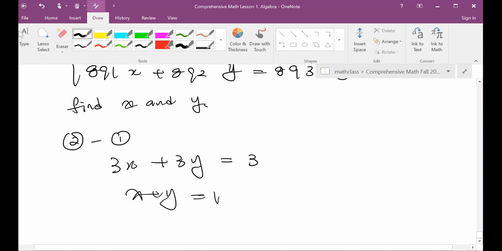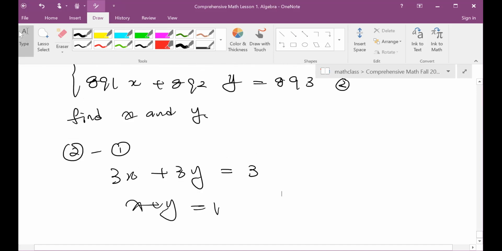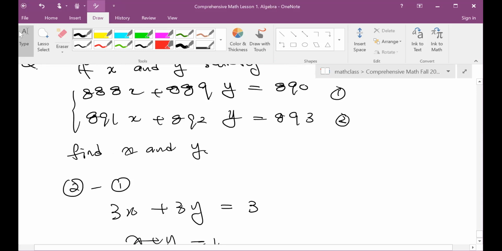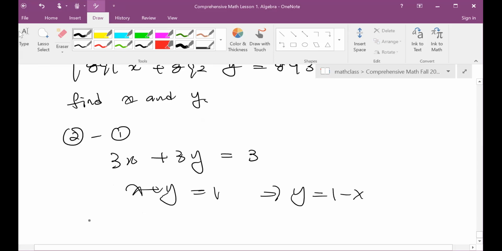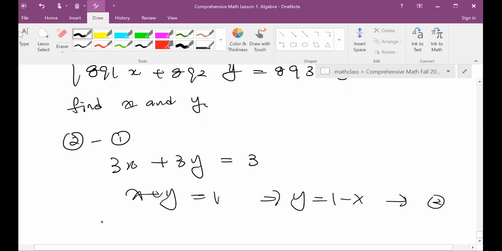Use any of the above equations to get x. For example, you can use the first equation, or the second equation, it doesn't matter. Okay, so let's see. You can also use a substitution like y equals 1 minus x, and put it into any of the equations. Let's say put it into the second equation. So 891x plus 892 times (1 minus x) equals 893.